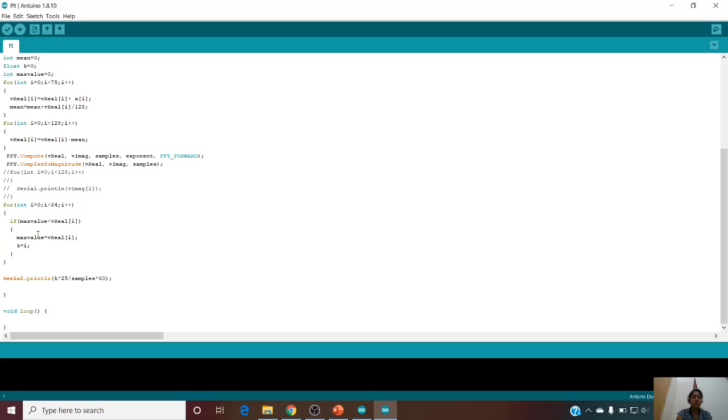So for 0 to 64, this is because we want the respiration signal. We are taking 0 to 64 and calculating the max value of it. And this is for calculating k into 25 by samples into 60. It is nothing but the pulse rate.